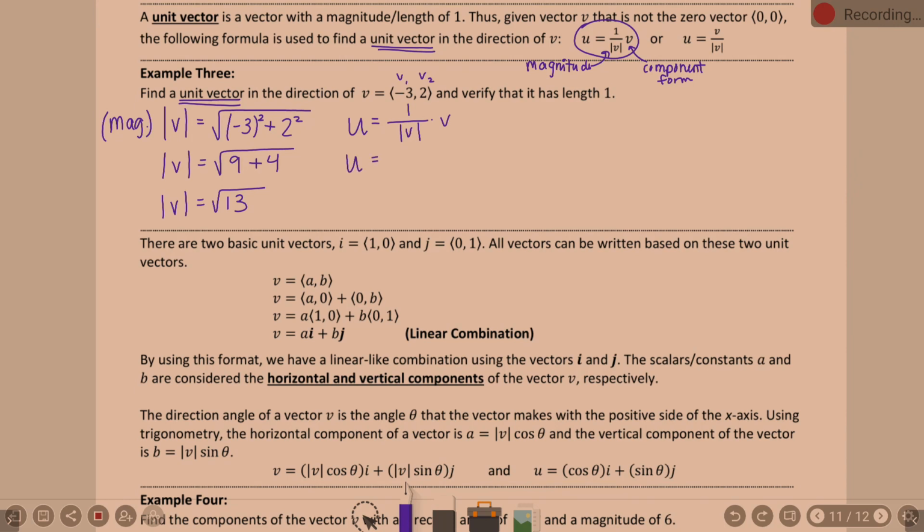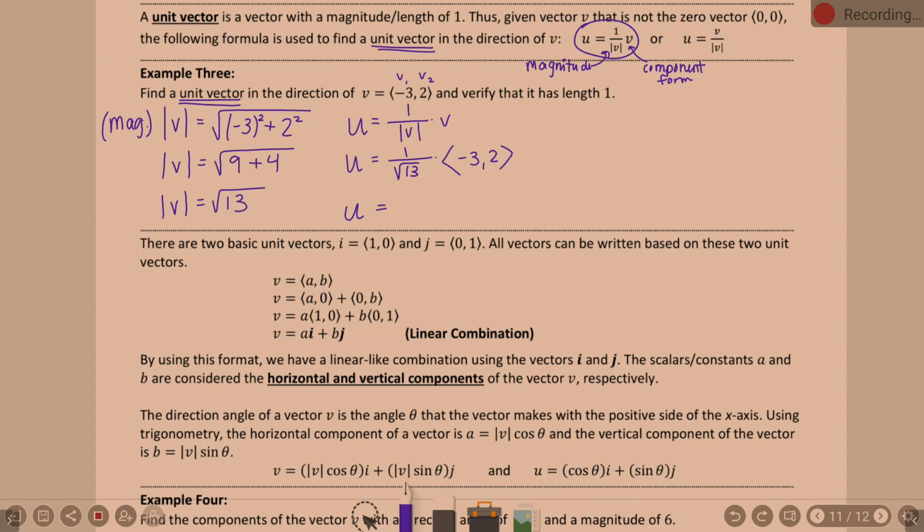So fill in your formula. 1 over, what was the absolute value of v? Square root of 13 times v. V, as I said, is just a vector in component form. That was given. What is our vector in component form? -3, 2. Now, I would go one more step. 1 over square root of 13 hanging around out front.